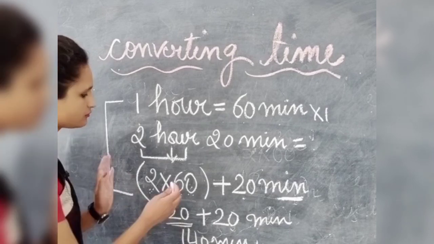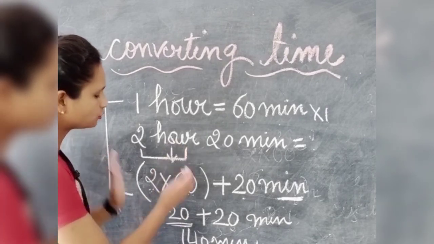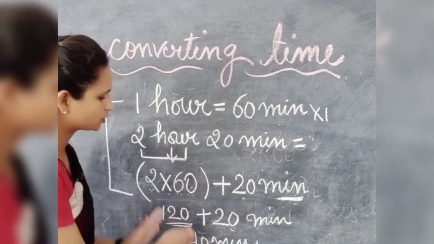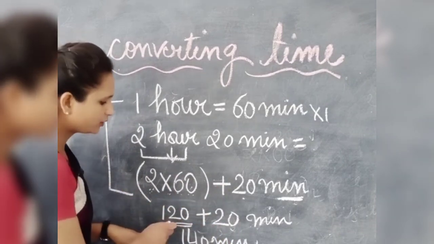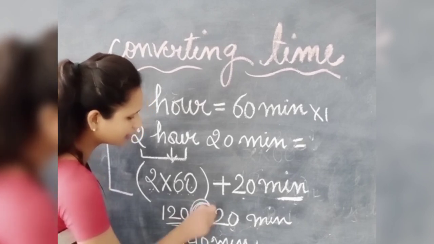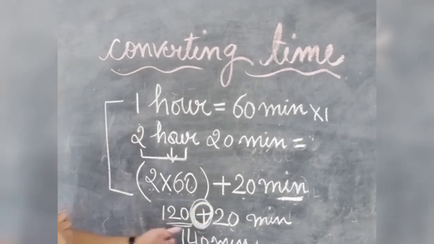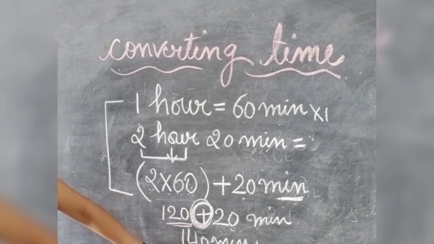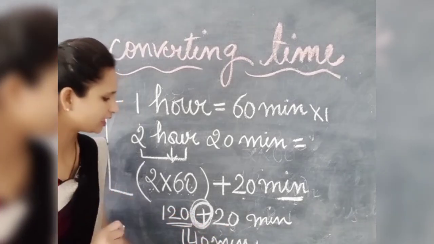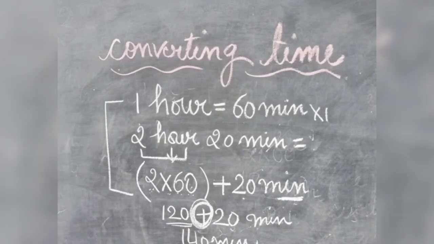Do not write it like this: 2 multiplied by 60 and 20 minutes, so 120, 20 minutes. Do not write like this. 120 plus 20. Do not forget to add these two numbers. Addition is important. Then only you will get the correct answer. 120 plus 20, then only you will get 140 minutes.